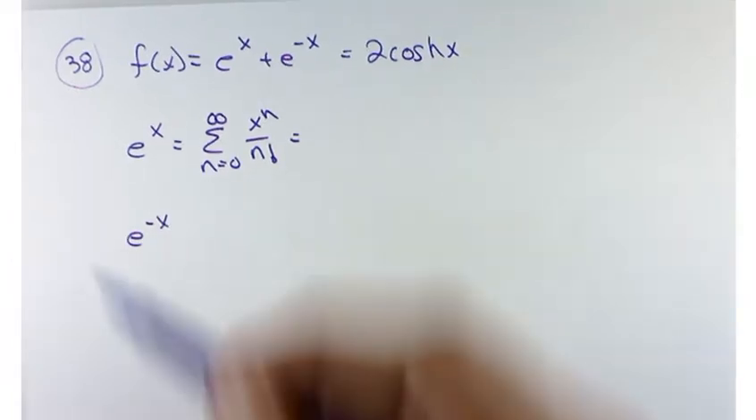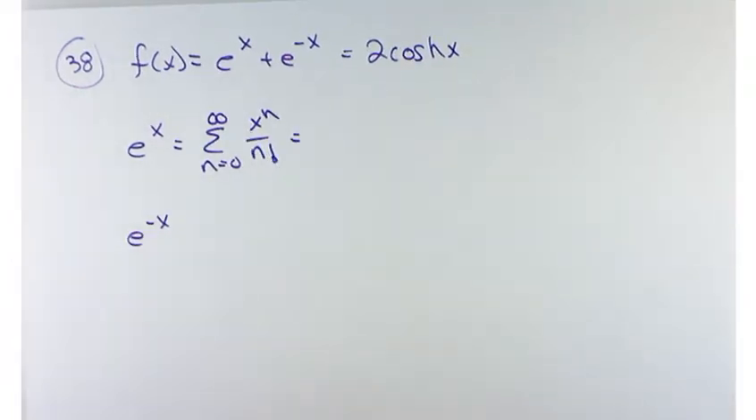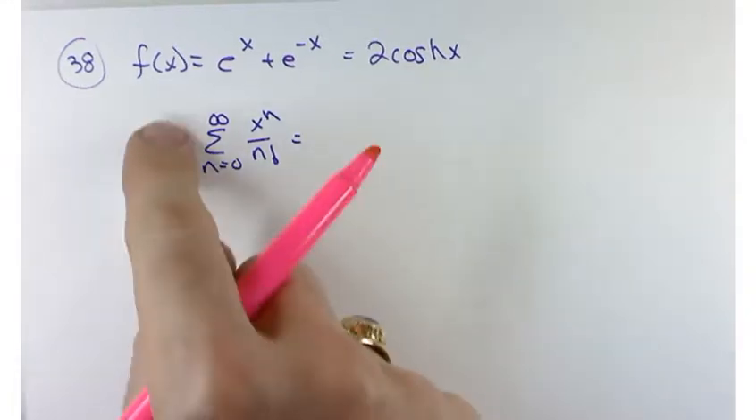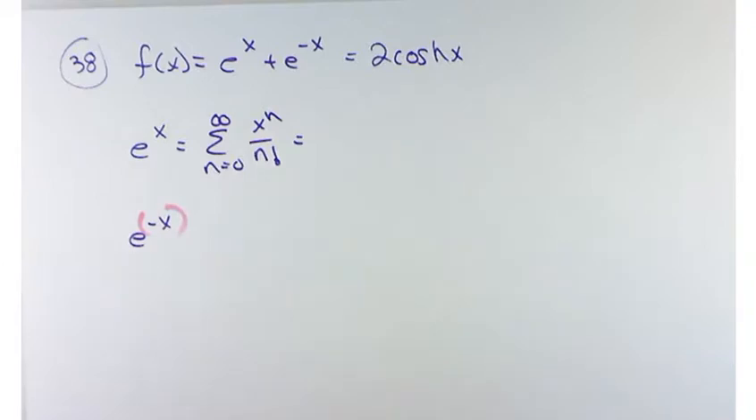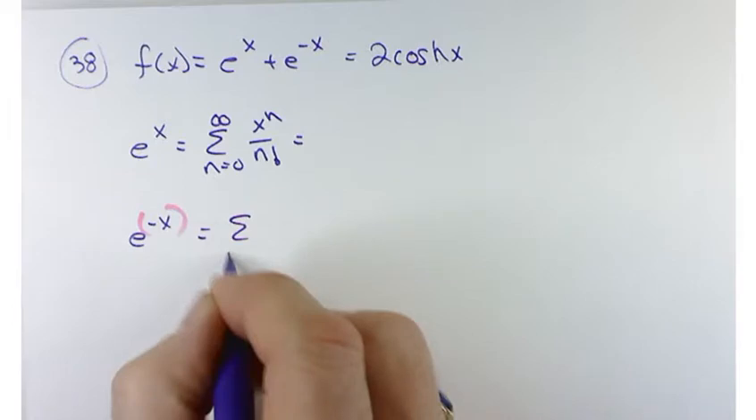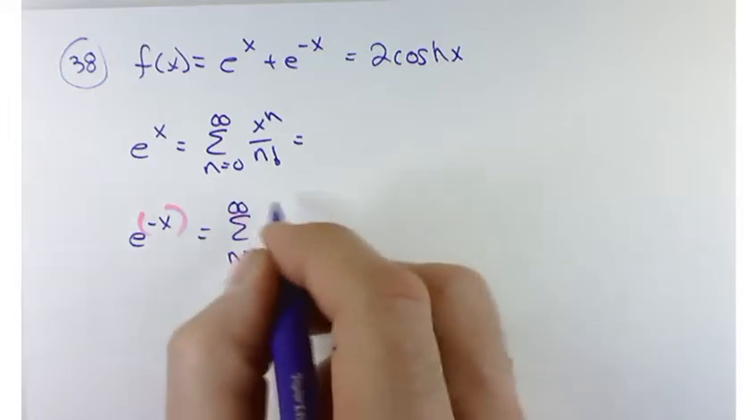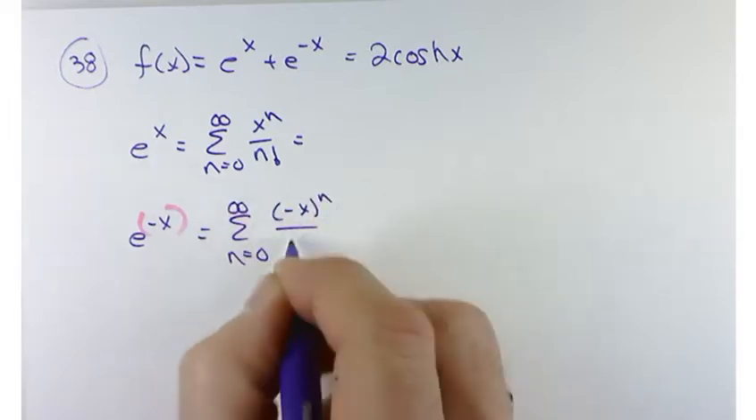Can I substitute in negative x into this series to get the series for e to the negative x? It wouldn't flip the whole thing. It would flip part of it, but the short answer is yes. You can make a substitution. If you replace x by negative x, I need to do the same thing over here in the series. So it's going to be the sum from n equals 0 to infinity of negative x to the n over n factorial.